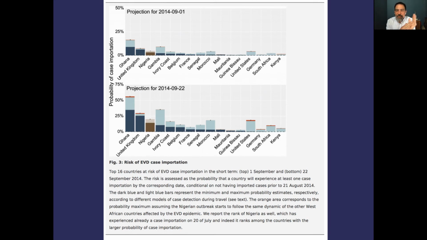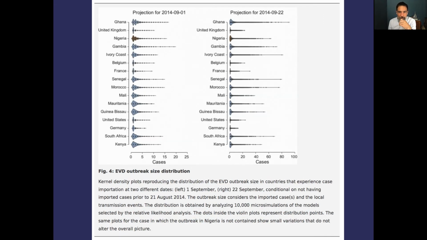In both time periods, Ghana and the Gambia had the highest probability of an imported case, but countries outside the region also had high probabilities, such as the UK and the US. And here what we're showing is the predicted size of the outbreaks that would occur if a case was imported. And you can see that for each, the early September projection period and the late September period.